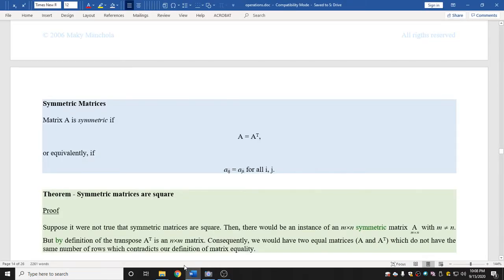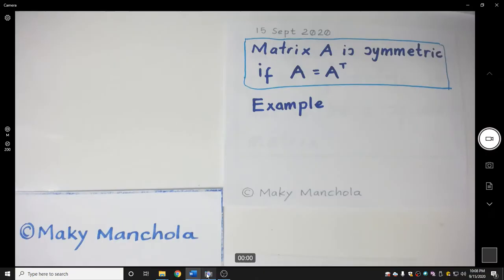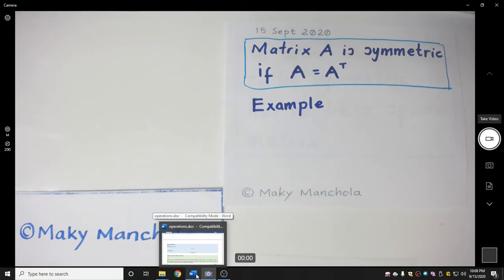In this video, we discuss symmetric matrices. A matrix A is symmetric if A equals its transpose, or equivalently, if the Aij entry equals the Aji entry for all i and j. So matrix A is symmetric if A equals A transpose.